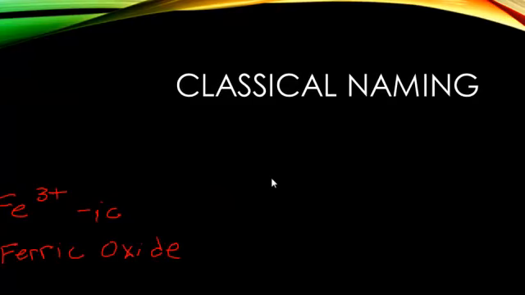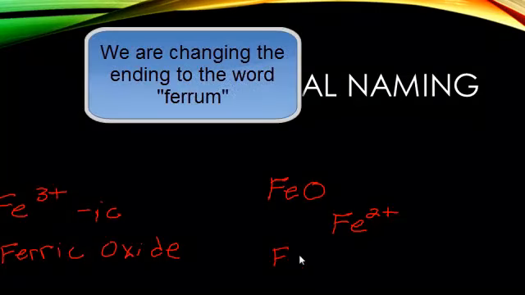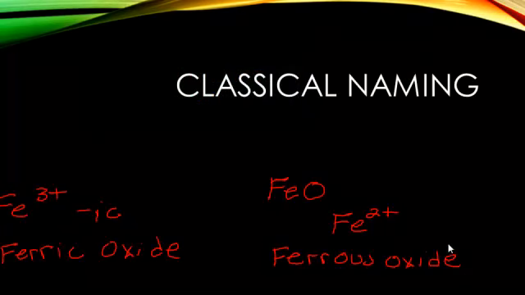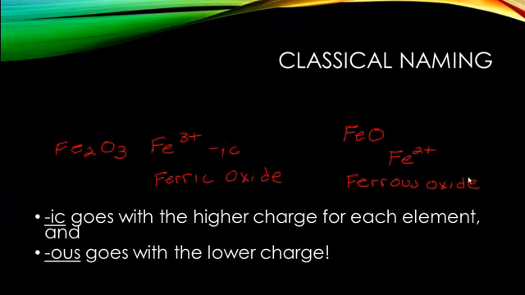Now with the other one, the FeO, we already determined that the iron in that case had a charge of 2+. So you look on your ion chart, and again, it's ferrum, but we're changing the UM to OUS. So ferr, and then the UM changes to OUS, oxide. So that's how you name with classical naming. A shortcut is the suffix IC goes with the higher charge and OUS goes with the lower charge.